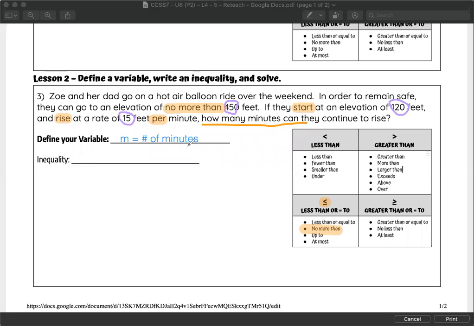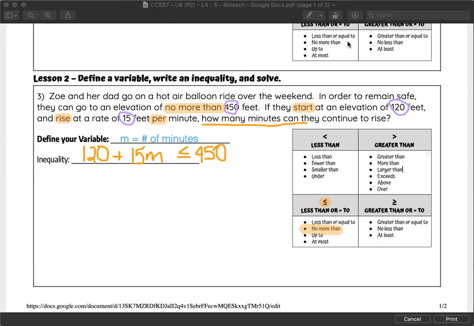Then I'm going to set up my inequality. So we already identified no more than is less than or equal to. And what is it no more than? 450 feet. So that's the total, the highest they can get to. They started at an elevation of 120 feet. So from the beginning, they were at 120 feet. They are rising, so we're adding feet, 15 feet per minute. So 15 times the number of minutes.